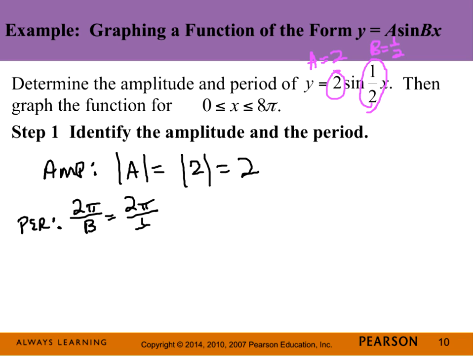So 2 pi over 1/2, well, we never divide fractions. And just to point out, because I know a lot of students are weak with fractions or they just don't like to use them, this is 2 pi over 1/2. I don't divide fractions. I multiply by the reciprocal, which is 2 over 1, and that leaves me with 4 pi as my period there. Moving forward.